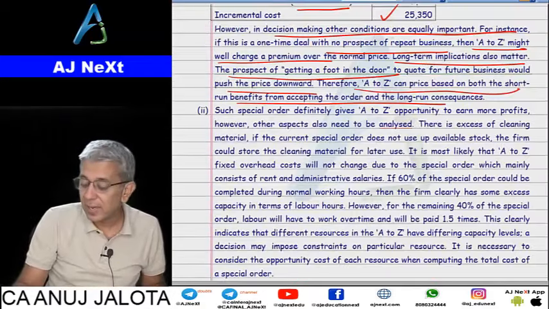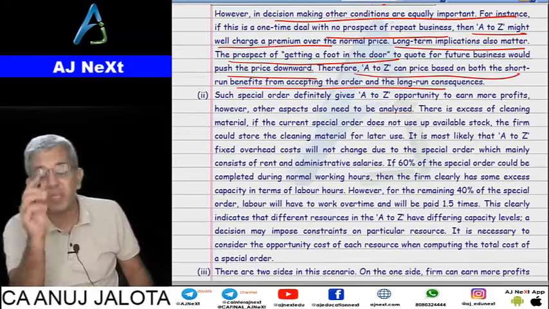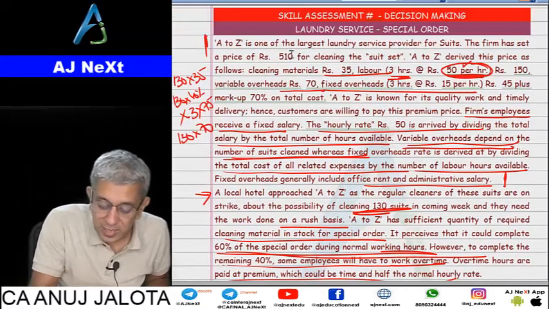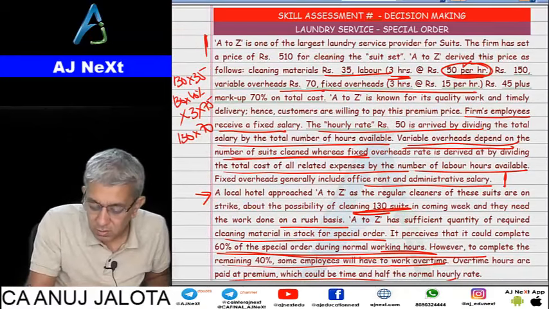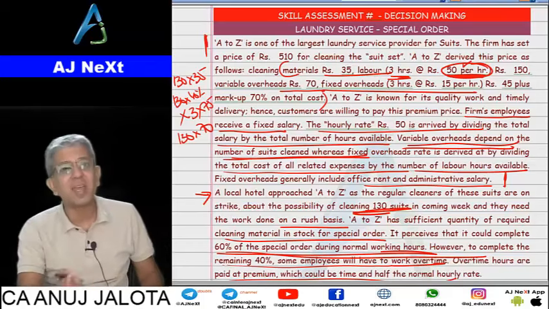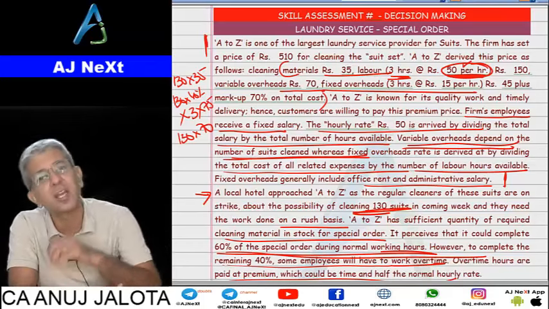So then I read the answer. Those guys are talking of each and every element of cost, like material, then labor, all these elements of cost. Whether you have excess supply or excess demand, they are trying to say about that.